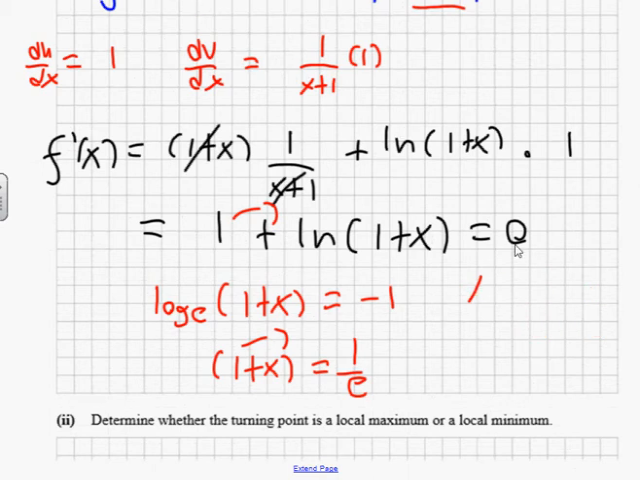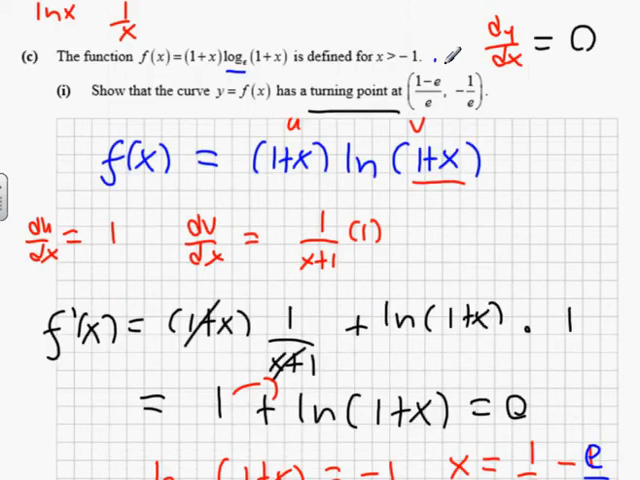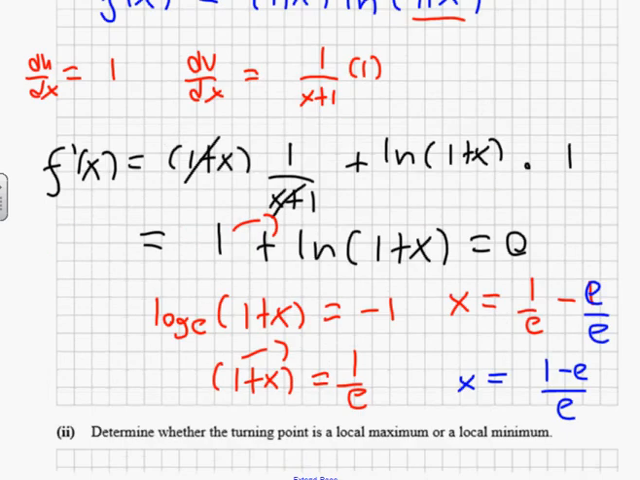So, excuse me, it's actually x equals 1 over e minus 1, which is 1 minus e over e. X equals 1 minus e over e. Okay, so that is what we're looking for here. Now we have to get the y value.